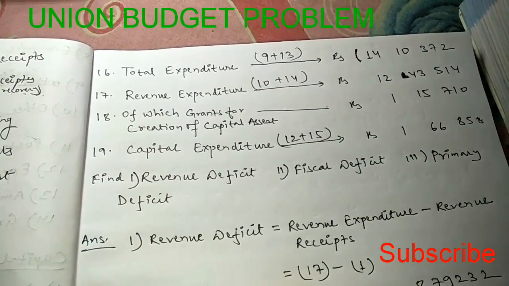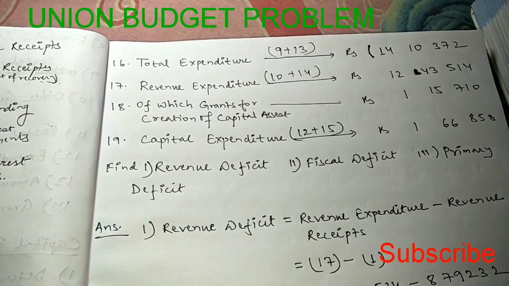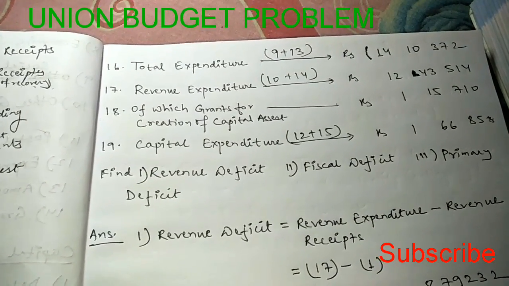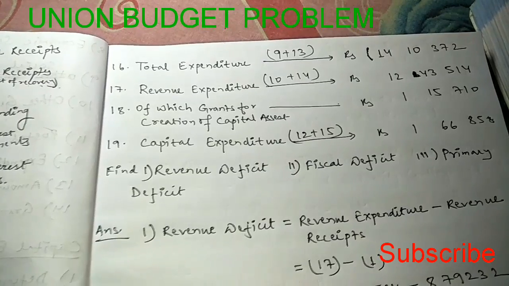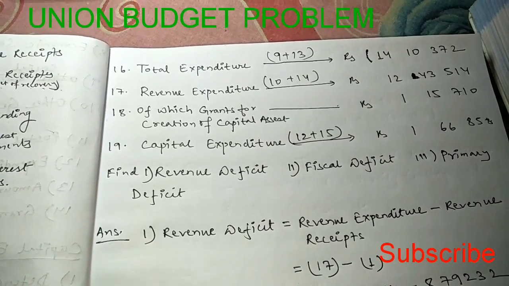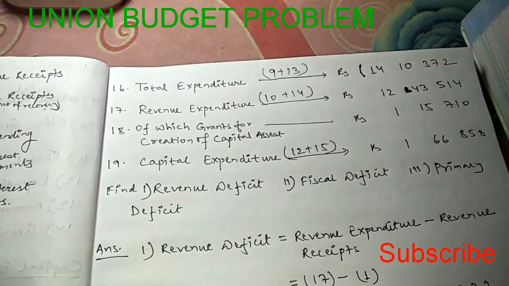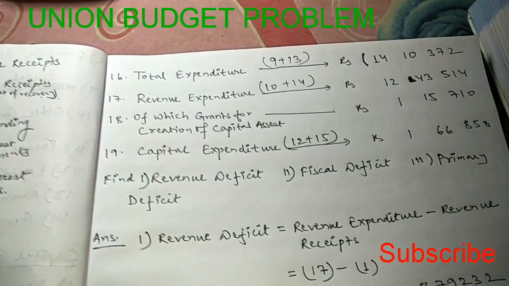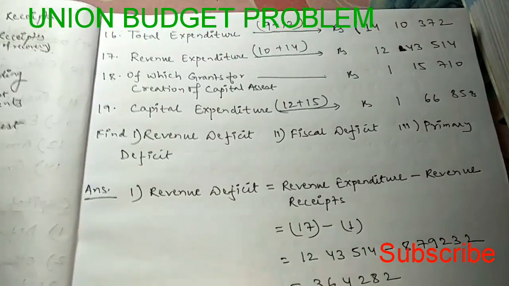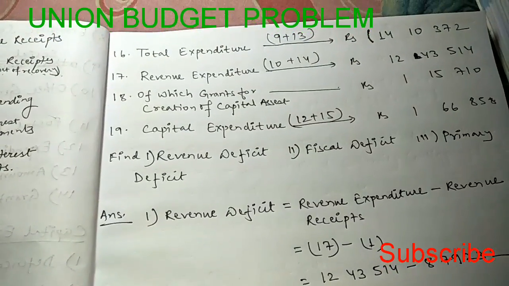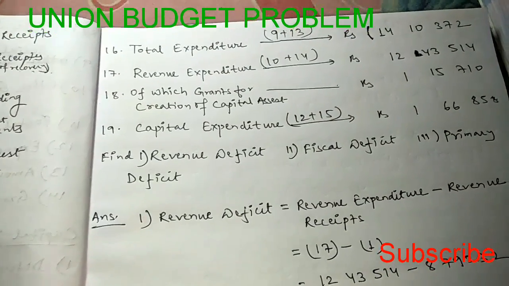Capital expenditure means: expenditure has two types, plan and non-plan. If there is a capital expenditure in non-plan and a capital expenditure in plan, and both are added, then you get 1,66,853.58. Find the revenue deficit, fiscal deficit, and primary deficit.